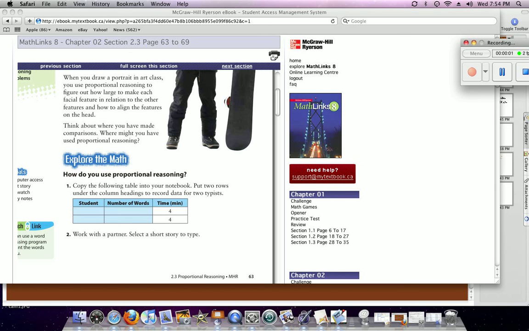Good morning, everybody. Let's go to page 63 in your textbook. I'll give you a couple of seconds to find it, and while you're finding it, you might also want to get your foldable out and your notebook open to take some notes down. Hooray!